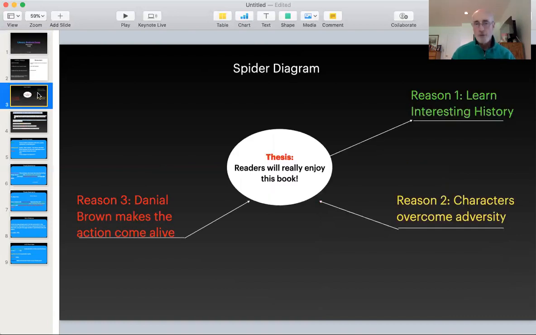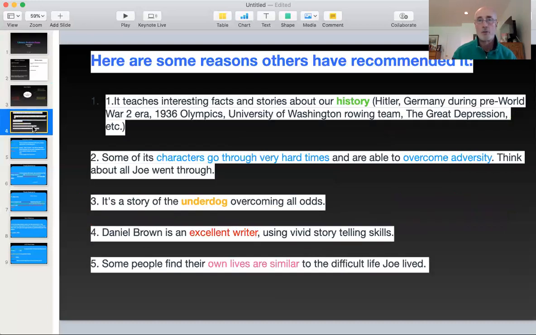All right. Given that, I would start with a spider diagram. And what I would do is put your thesis right here in the middle: readers will really enjoy this book. And you could word this however you want, but the basic idea is great book, readers should like it. Now, in my email to you on Monday, and in the actual assignment directions, I also included this list.